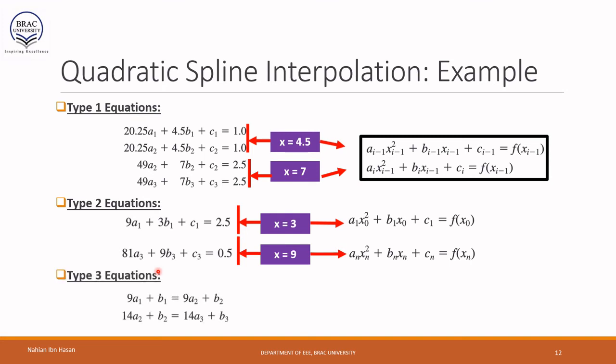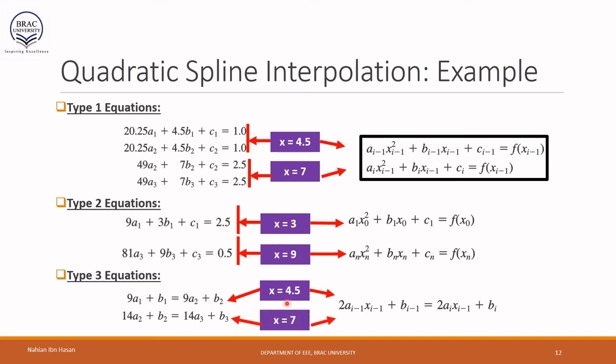Similarly, for the third category, I need to have two equations, as I have already said. These two equations denote that the derivatives of the functions at the interior nodes are going to be equal. So this condition was under category 3. If I apply this condition at the two interior nodes, the first interior node being x equal to 4.5 and the second being x equal to 7, I would get two equations.